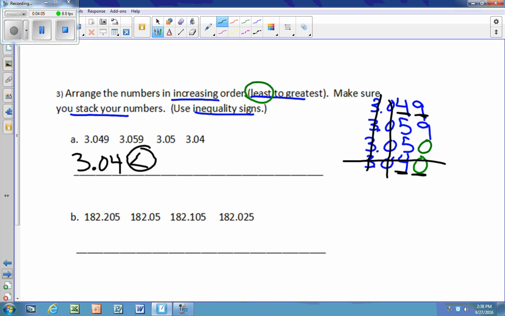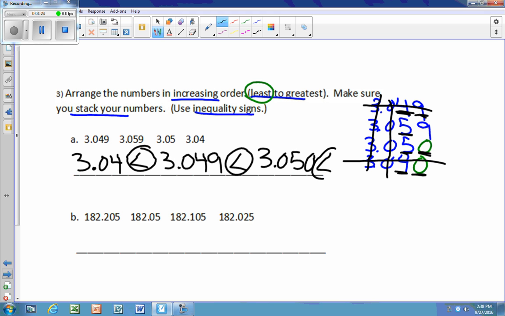And then I go back here. I now have a 4, a 5, and a 5. So I know this is the next one because it's the only one with a 4. And I put my inequality symbol. And now I look, I have a 5 and a 5. But this 5 has a 0. So that's my smaller one. It's less than, and then that's my final one up on the top. And that's how I put them in order using my inequality symbols.